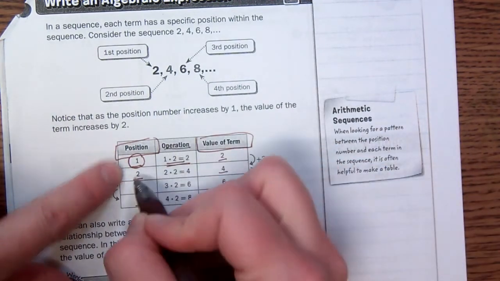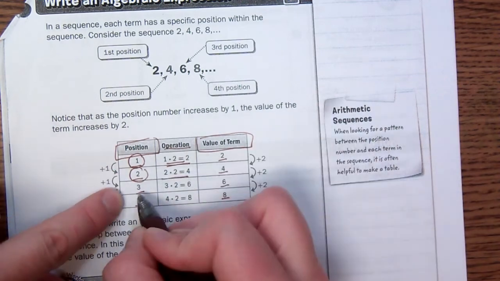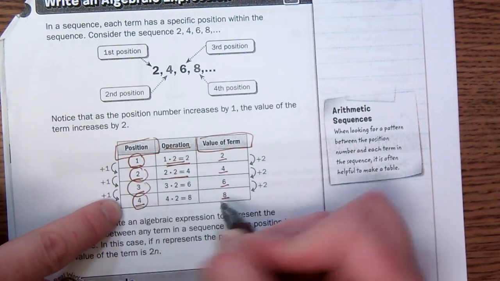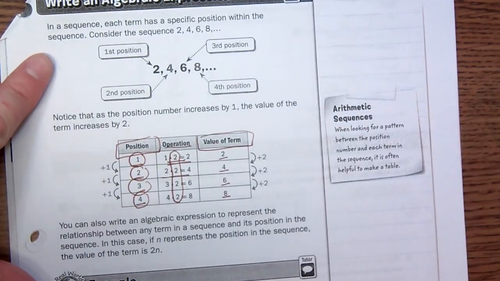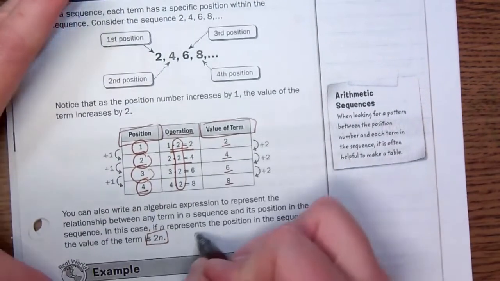That's the operation. What are you doing to the second number to get 4? Times 2. What are you doing to 3 to get 6? Times 2. What are you doing to 4 to get 8? Times 2. So you can actually say, oh, it's like the position times 2. So I can just write 2n, 2 times whatever.